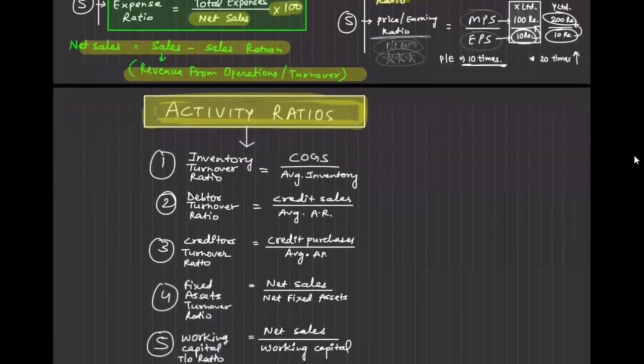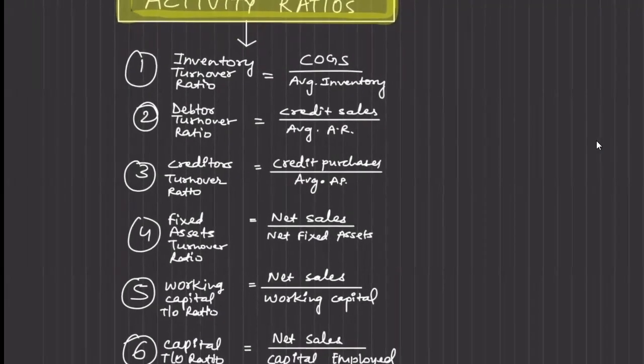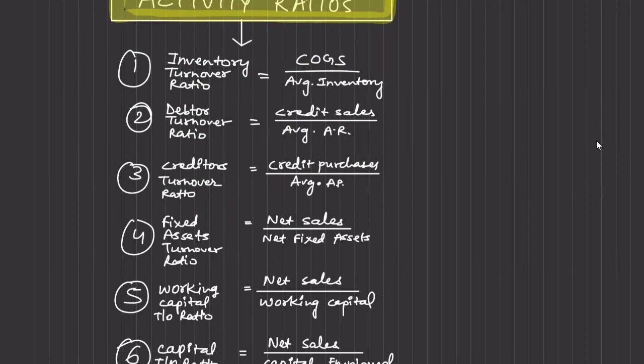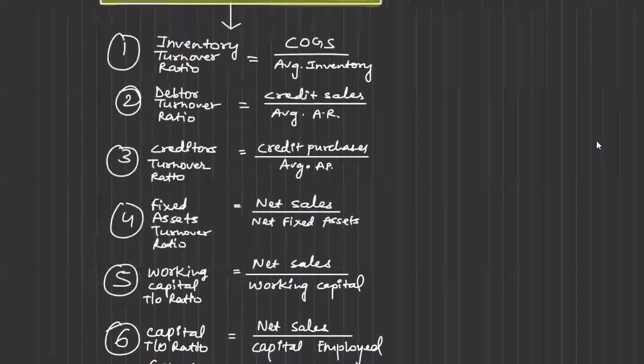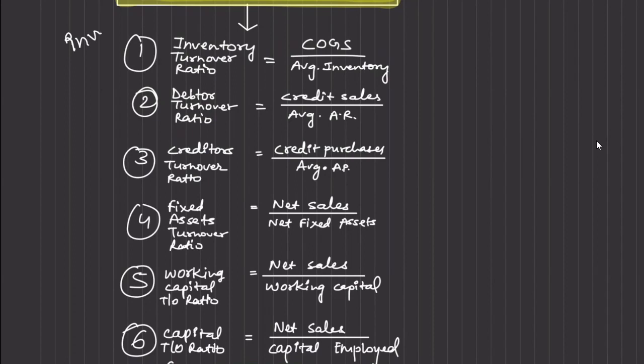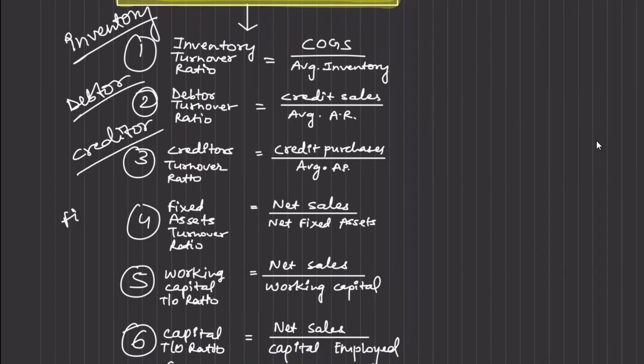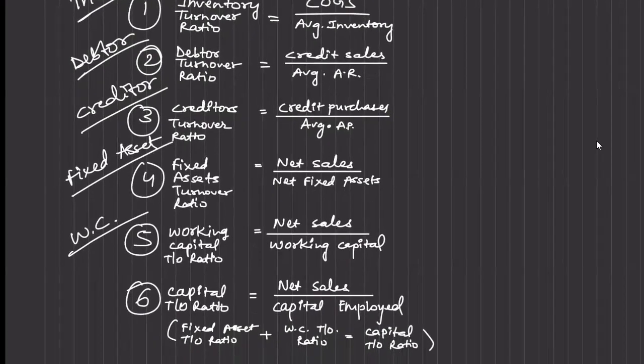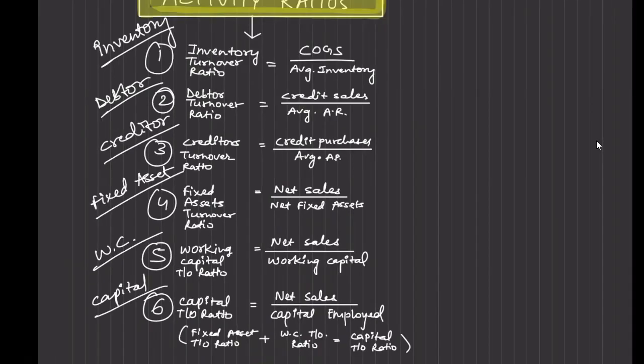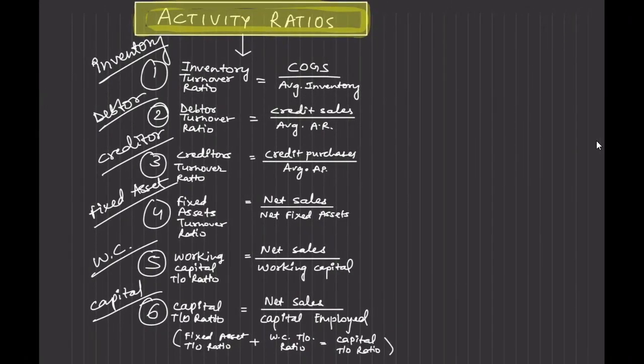Now I am going to tell you one trick to understand what the activity is. Activity means: what is your inventory status? What is your debtor status? What is your creditor status? What is your fixed asset status? What is your working capital status? And at last, what is your capital status? All the balance sheet items have been taken care of over here.